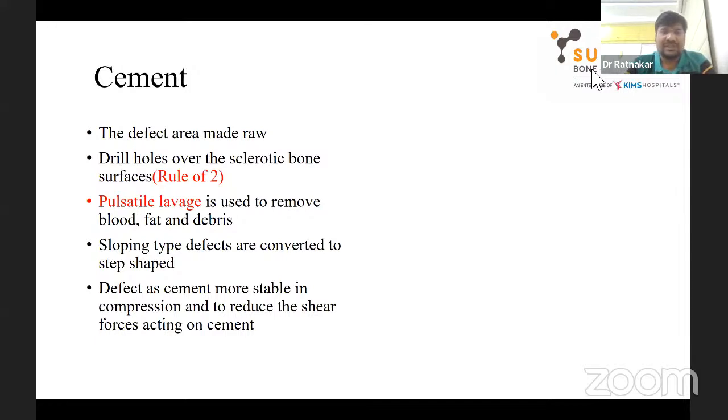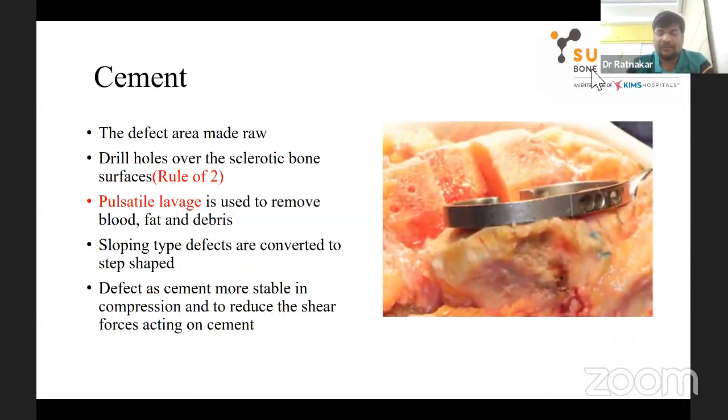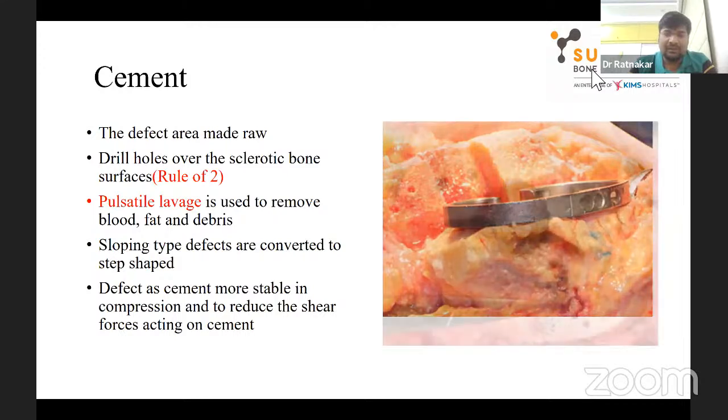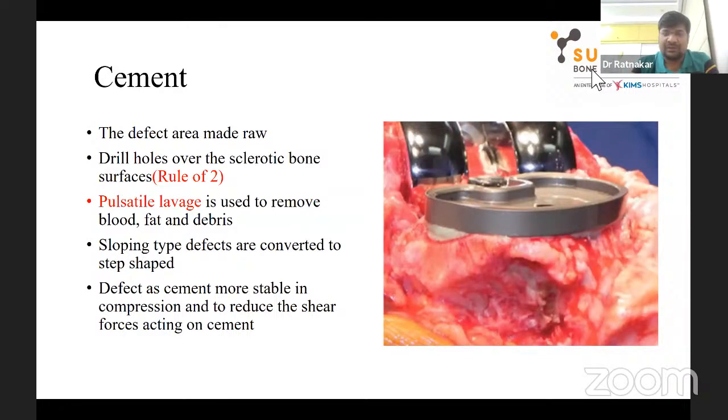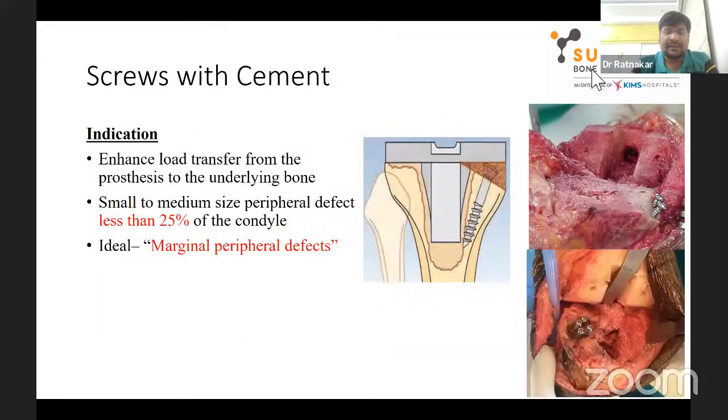So whenever you want to use the cement, the defect area should be made raw. So you can see this example where the defect is less than 5 millimeters and it is a marginal defect. So here you need to drill holes with a 2 mm drill bit, 2 millimeters apart, 2 millimeters deep, and convert this sclerotic area into multiple drill holes so that more and more osteointegration can happen in the future. Then you use a pulse lavage to remove all the fat and the blood debris, and then you will do the cementing procedure. So this is how you can use your cement to fill the defect of less than 5 millimeters in depth.